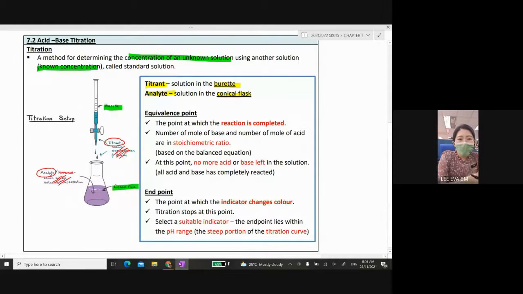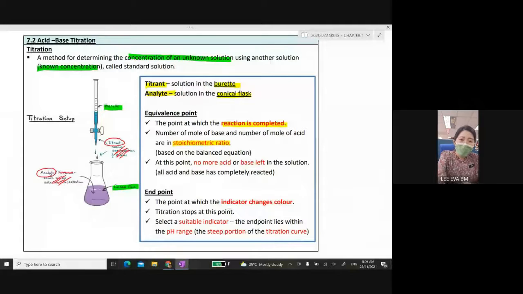So titrant solution in burette, analyte solution in conical flask. The next thing we want to look at is what is meant by equivalence point and endpoint. Of course, in your experiments 2 and 3, you have already gone through the definition, but let's revise it again. So equivalence point is the point at which a reaction is completed. That means the amount of acid and amount of base have completely reacted, according to the stoichiometric ratio in the balanced equation. If one mole of HCl reacts totally with one mole of NaOH, and so on.